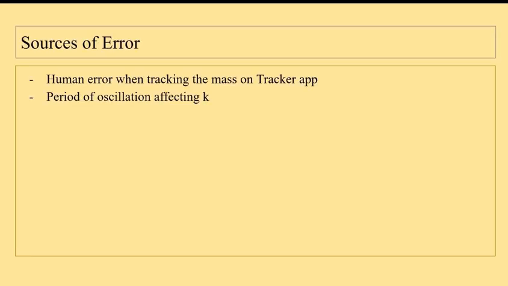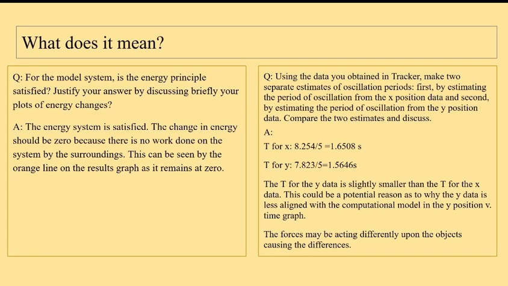So for possible sources of error, we would have human error when using the tracker app, tracking the mass. It might have not been entirely accurate, and then also the period of oscillation affecting K. Only the X value was used instead of Y, or instead of averaging the two together to make it more accurate. Okay, now for the what does it mean questions.